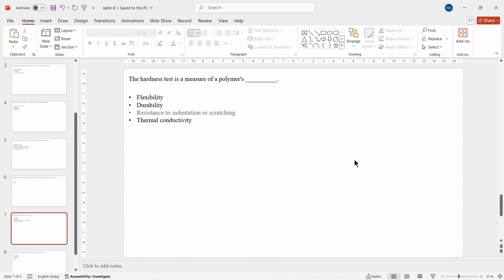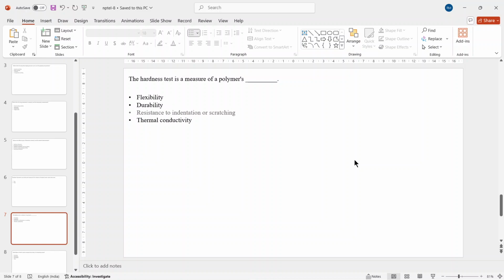Now, just as I have explained about the universal testing machine, the flexibility measurement comes in under that part. So the universal testing machine can be used for measuring the flexibility. The durability or the toughness of the material again can be measured using the universal testing machine. So these two are not a part of the hardness test of the polymer. And what does the hardness test measure? It is basically the resistance to indentation or scratching. Basically, if the surface of the material is hard, you won't be able to pierce it or indent it. Indentation basically means that you can make a hole through it.